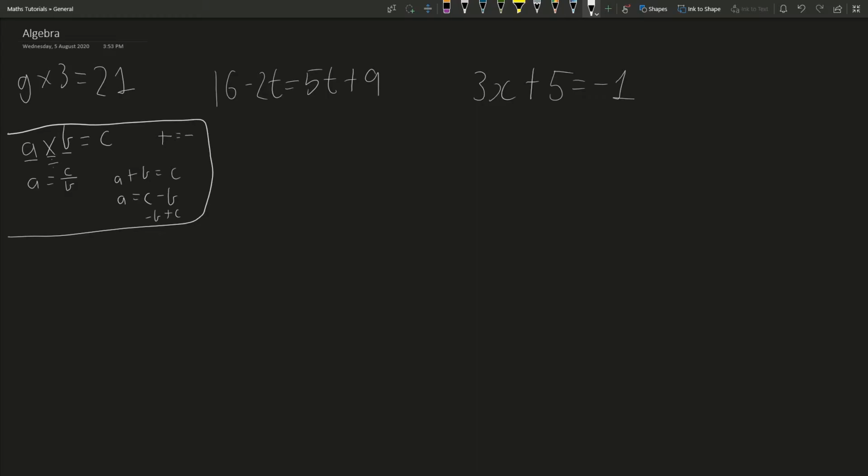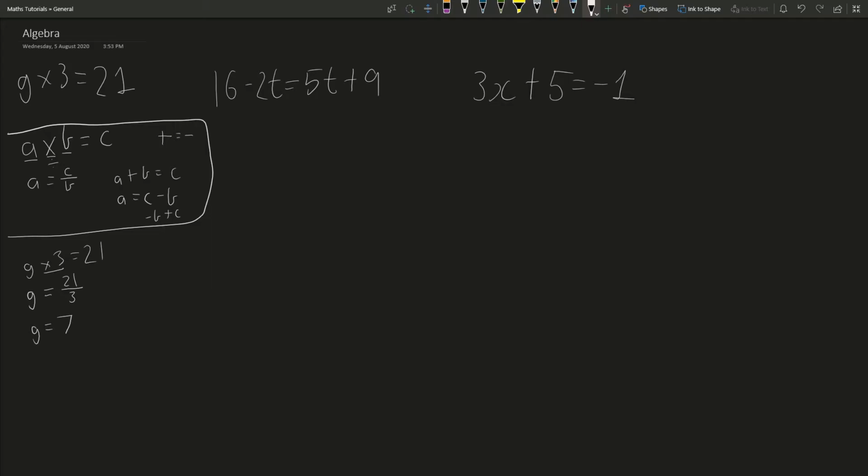So we have g times 3 equals 21. Now, like with our a times b equals c example, we need to move that multiplied by 3 over to the other side. So I'll just rewrite this whole equation down here. And we need to move this times 3 over to the other side. So the opposite to multiplication is division. So we have g is equal to 21 divided by 3 this time. So 21 divided by 3, we know that's equal to 7.